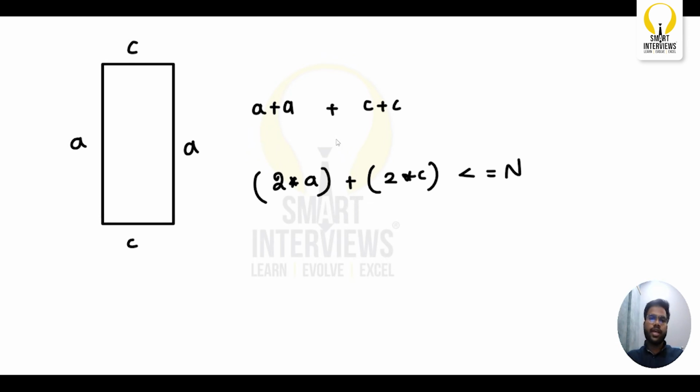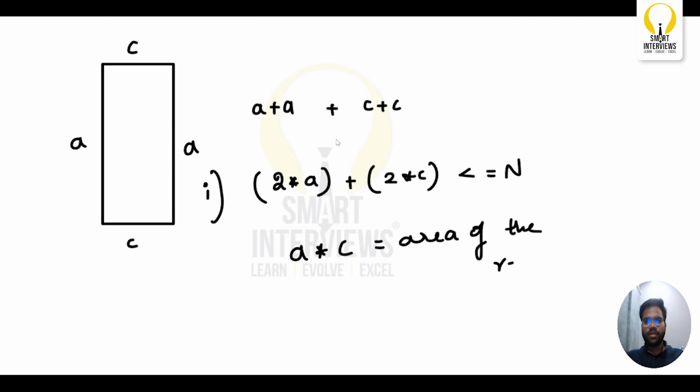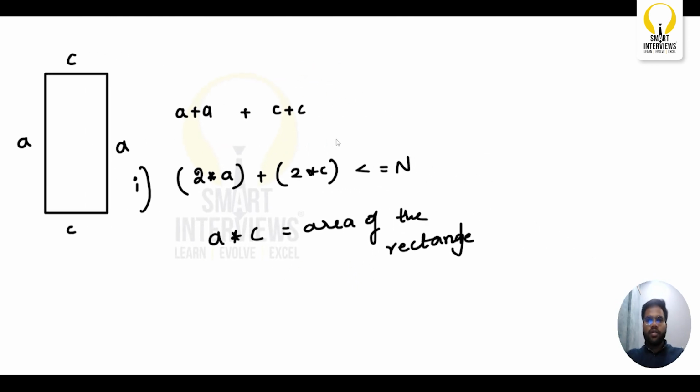After drawing the rectangle, in the first step we came to know how to calculate the total amount of ink taken to draw any rectangle. How do we find the area of the rectangle? Simple, length into breadth, which is A into C, will give you the area of the rectangle. Now we need to find the maximum area that he can get by drawing a rectangle which will be present in this range.